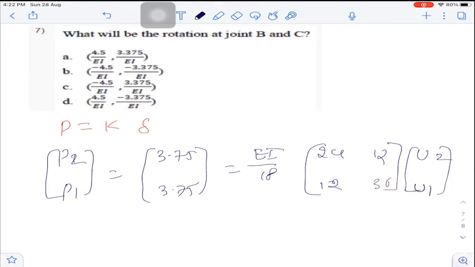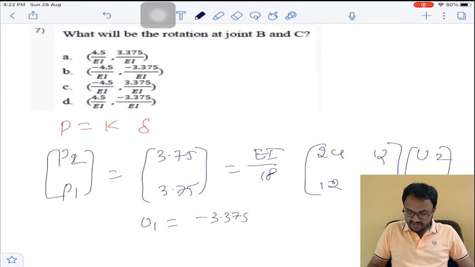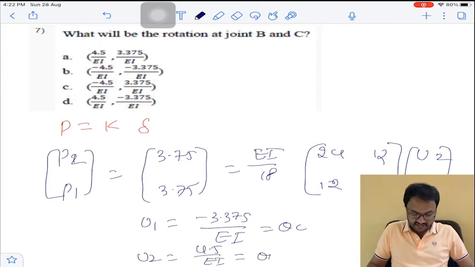Actually, if you solve this, U1 you will get is minus 3.375 divided by EI. That is actually theta C. And U2 you will get is 4.5 divided by EI. That is actually theta B. Clear? Theta B and theta C. So that is theta B and theta C, 4.5 plus and minus. So option D for question number 7.